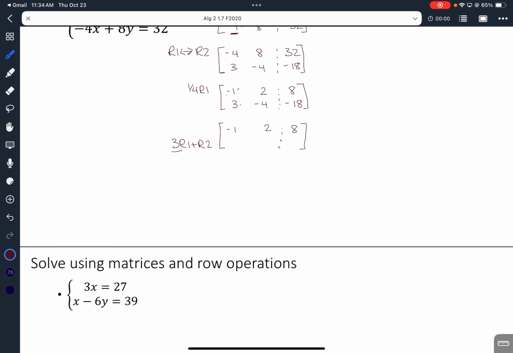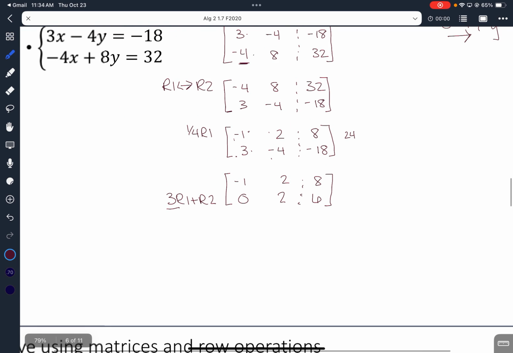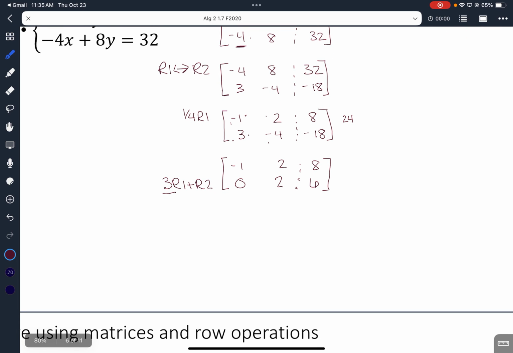Okay, so negative 3, 3, 0. 6 minus 4, 2. 24 minus 18, 6. Wait, why is it not a negative? Because 1/4 is positive. Why is what not a negative? Oh, the 2. Because the 8 wasn't negative. Yeah. Okay? So now I need this to be 1, but I also need this to be 0. So there's 2 things I could do. I personally am just going to go R2 minus R1.